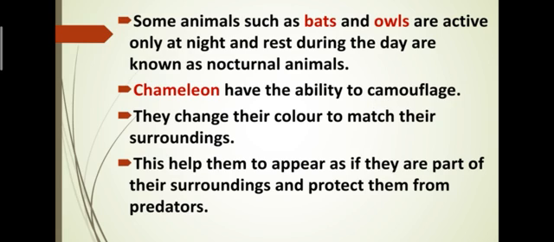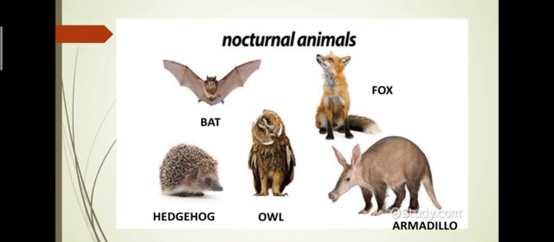There are some animals that are active only during nights. They are known as nocturnal animals, like owls and bats. Chameleons are able to blend their skin color according to the environment, that is known as camouflage, so that they can protect themselves from predators. The examples of nocturnal animals are bats, fox, hedgehog, owls, armadillo.